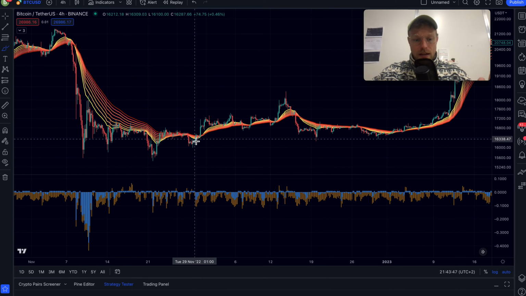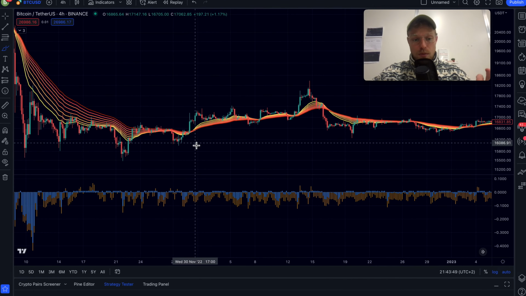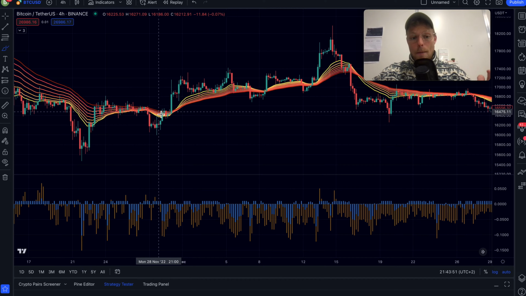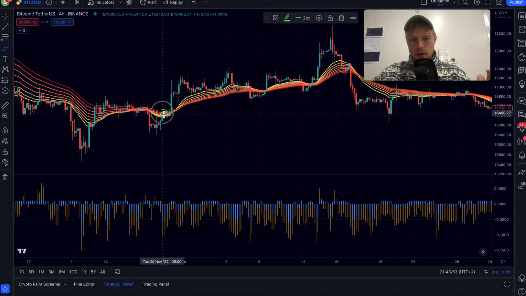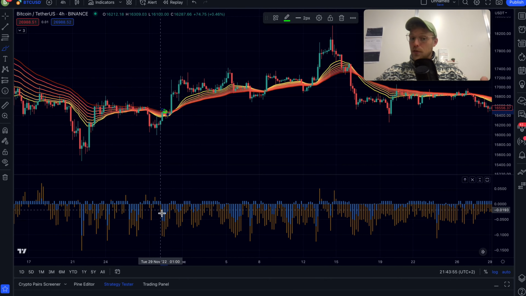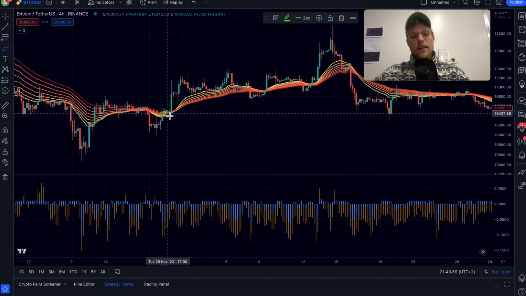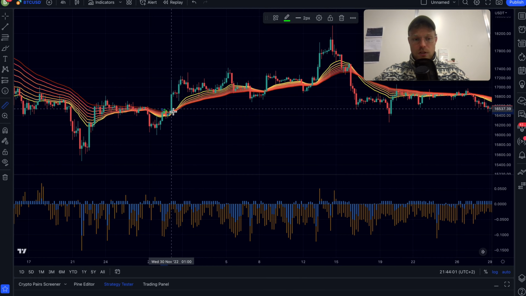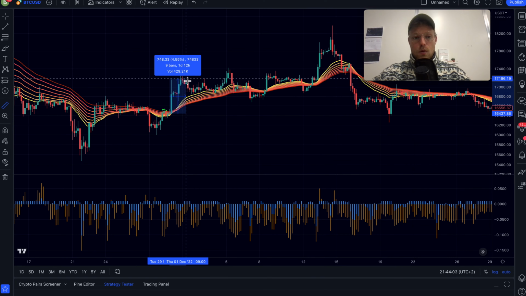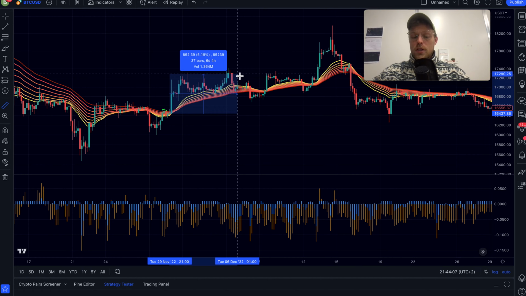Then we go right here. Okay, we have something nice. We break basically above the EMA ribbon right here. We get a retest. Funding is negative. Okay, that is the moment you want to go long, right? The Bitcoin price goes up. We see a bounce of 4.5%. Okay, which is quite nice.